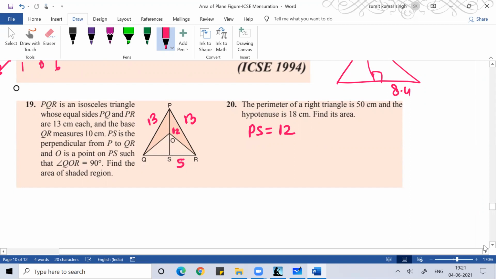Such that O is the point on PS such that angle QOR is 90 degrees. QOR, this is 90 degrees. And you know, if this is 5, this would be 10. It is given only. So find the area of the shaded region.